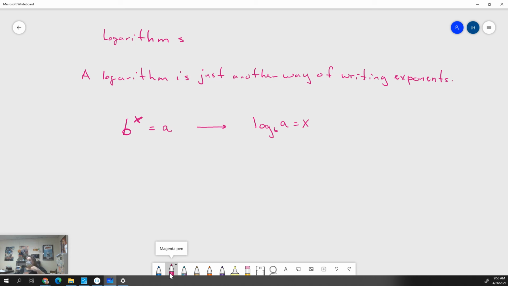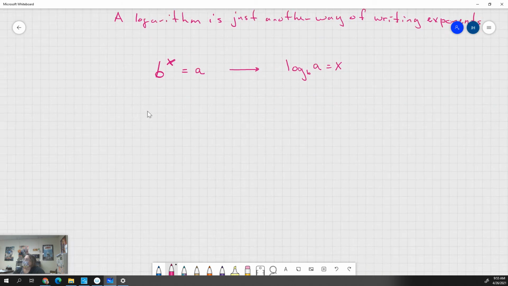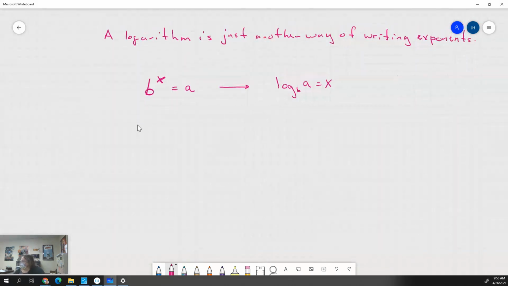Now, when I'm doing logarithms, I always think of it in terms of first, middle, last. First, last, middle. Right? I go first, last, middle, and it is how I can remember how to convert between the two.